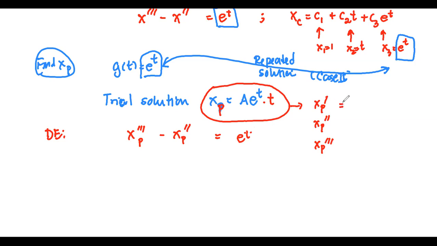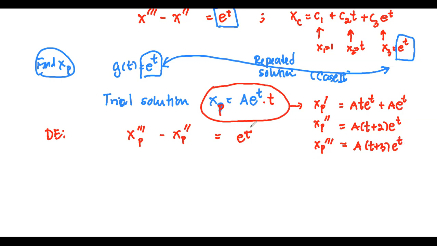Using the product rule for the derivative, we get a times t e to the t plus a times e to the t. And the second derivative, we will get a times t plus 2 times e to the t. And the third derivative, we're going to have a times t plus 3 e to the power t. You can do more details, but this is a quick way that I look at my notes. So we have xp triple prime and double prime as it is.